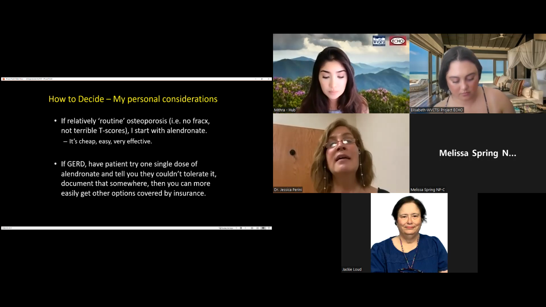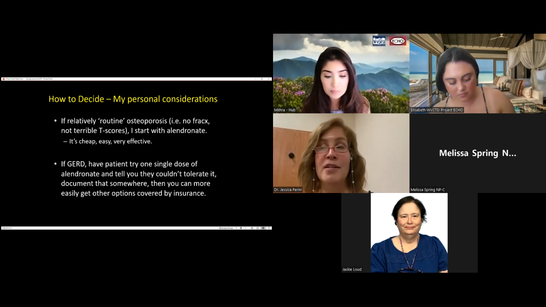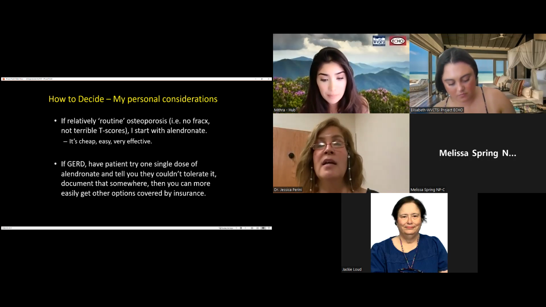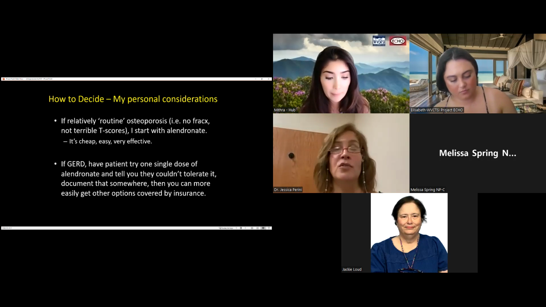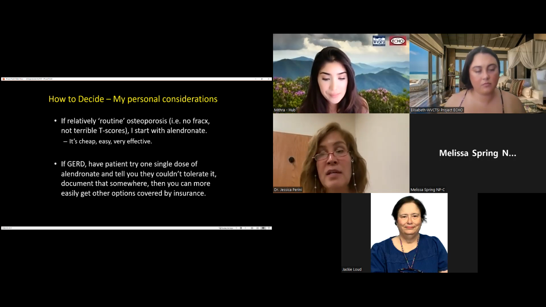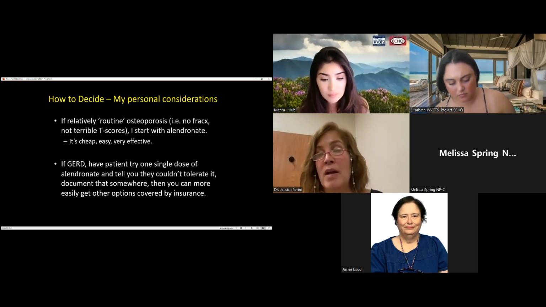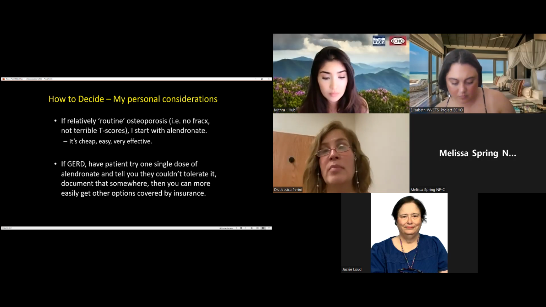Okay, if you want a different medicine and insurance says, no, you have to start with alendronate or risedronate, well, you can have your patient take one dose, or at least have them fill the prescription and they can tell you they took one dose. And if they had any reflux or anything like that, then you document that and say, my patient tried it and they couldn't tolerate it. And then they'll give you a few more options that they'll be willing to pay for.